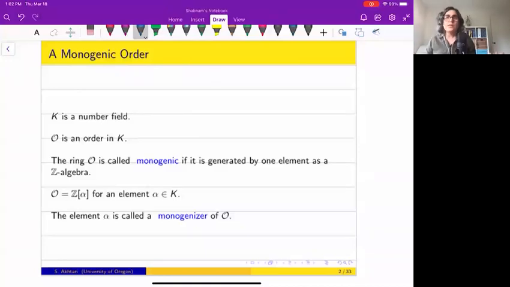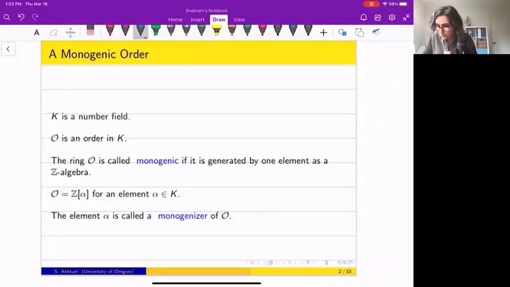The main point, the one new thing that I will try to give you the proof of, is this: if an order has a monogenizer, how many more monogenizers can it have? So if I already know an order is monogenic, in how many ways can I monogenize it?